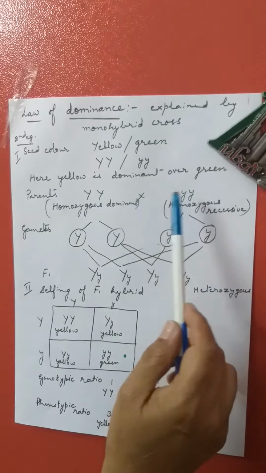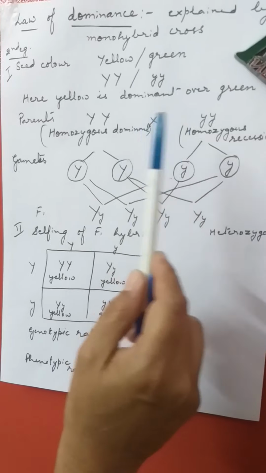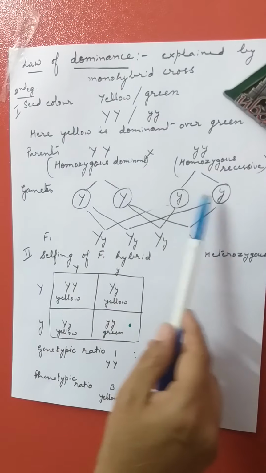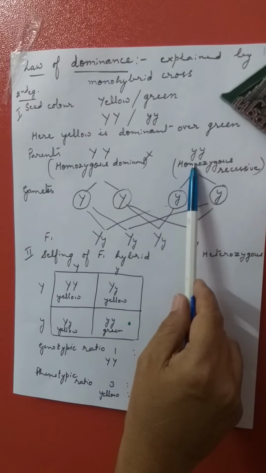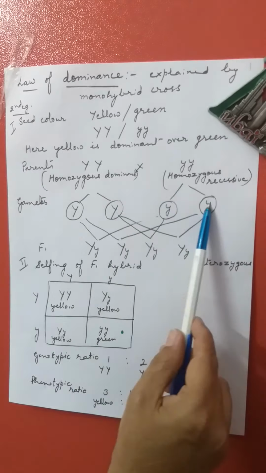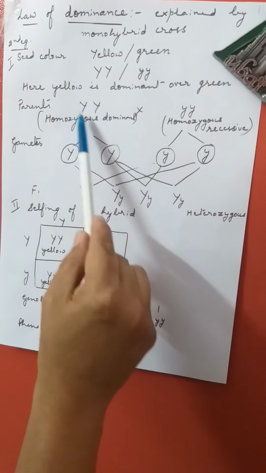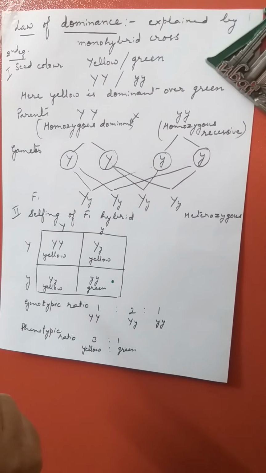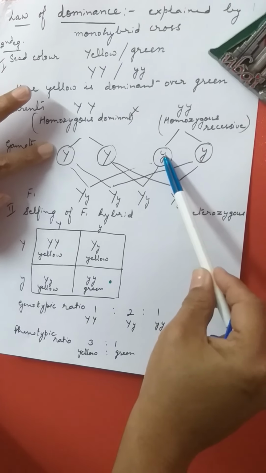Here yellow is dominant over green and I am making the cross. Parents: capital YY into small yy. This is the homozygous dominant condition. This is the homozygous recessive condition. When we make a cross between two homozygous parents, one pure dominant and one pure recessive, the gametes are like this. In the gamete, we always take a single dose. Whatever is there in the parent dose, half we show here. Now in the F1 generation, we can make a cross between this and this.